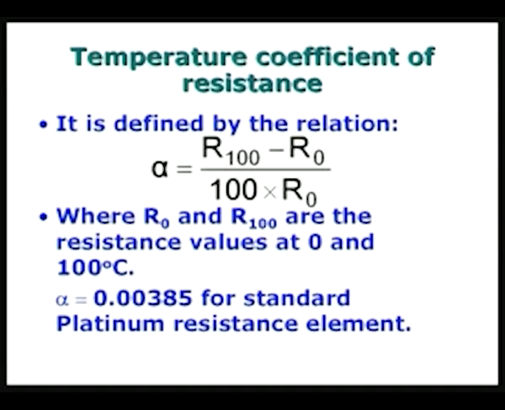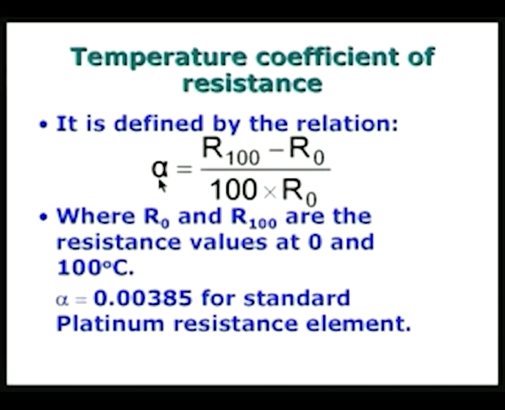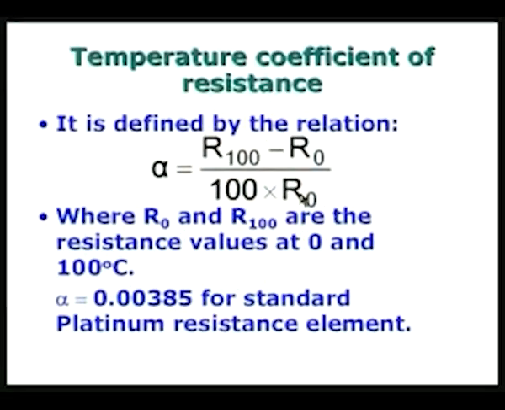So, we use some terms which are useful in describing the platinum resistance thermometer. One of them is the alpha value, also called the temperature coefficient of resistance. It is defined by the following relation: R of the platinum element at 100 degrees, at the steam point, minus R at the ice point, divided by the temperature of the steam point minus the ice point temperature, that is 100 minus 0, divided by R naught. R naught is the resistance at 0 degrees Celsius.